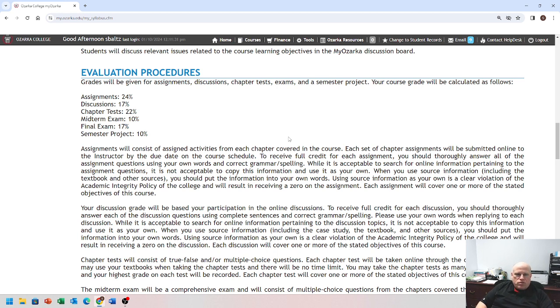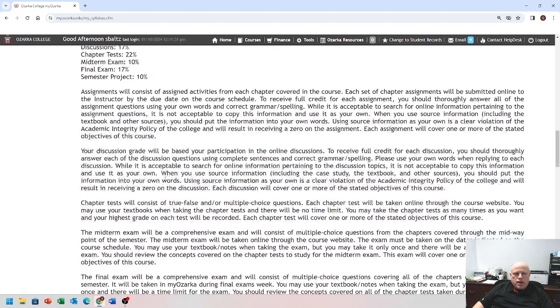So you'll notice here there are several things that are going to comprise your grade for this semester. There are going to be assignments, discussions, chapter tests, exams, and a semester project. All right? And you'll notice right below that it shows the percentage that each one of those represents as a portion of your final course grade. All right? So just let me know if you have questions about that. Now, I do want to spend just a few minutes going over each one of these categories that's going to make up your grade so that you can have some basic information here.